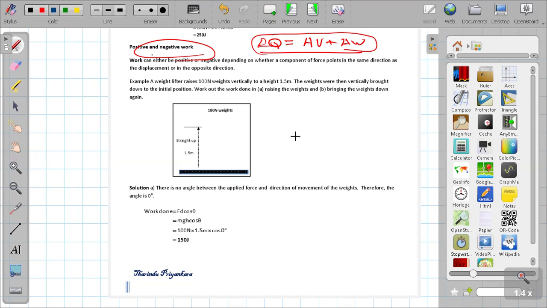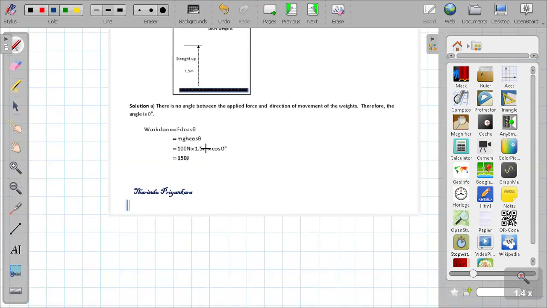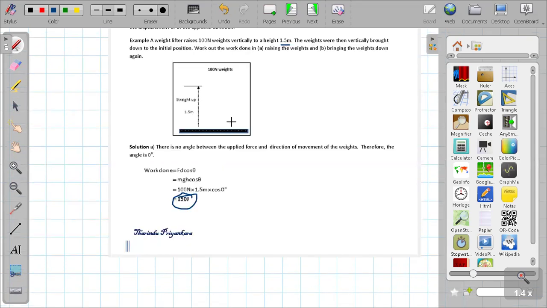Work can be either positive or negative, depending on whether the component of the force is in the same direction as the displacement. Okay, a weight of 100 Newton is raised vertically 1.5. The weight is then brought vertically down to the initial position. Work out the work done in raising the weight and in bringing the weight down. So FD cos theta is mgh cos theta. Horizontally it is like this. 150 joules for moving up.